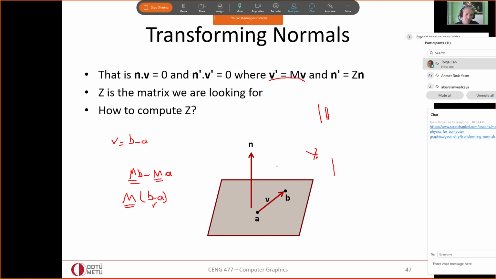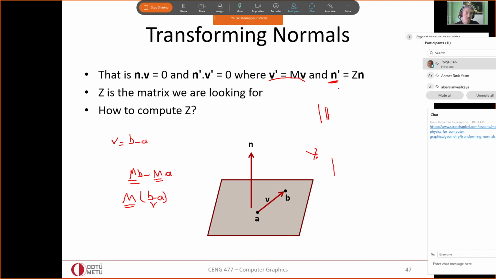So your transformed v prime, whether it's uniform scaling, rotation, or translation, will be the same as if you apply this transformation to your endpoints individually. It will be affected similarly. Now the problem here was the normal vector.